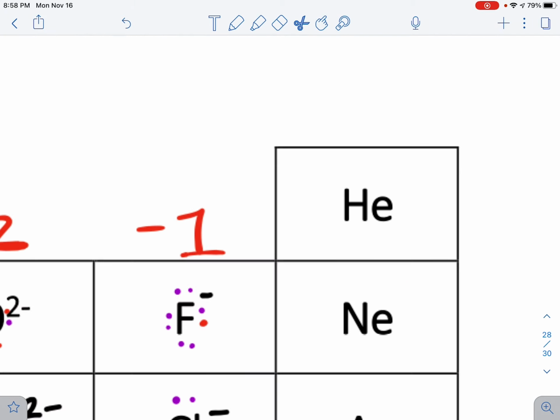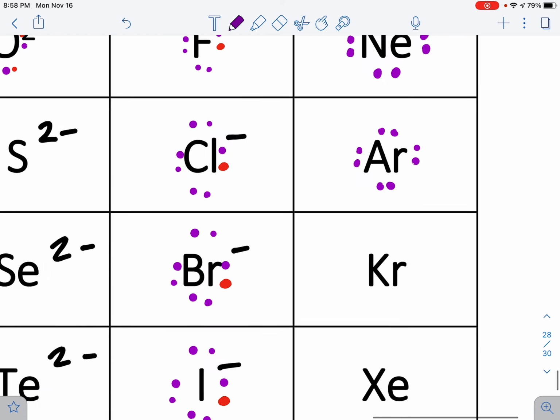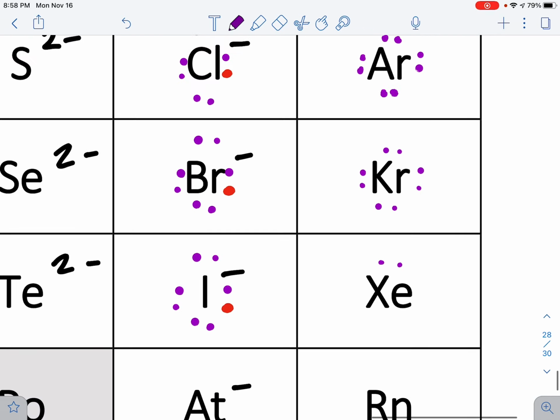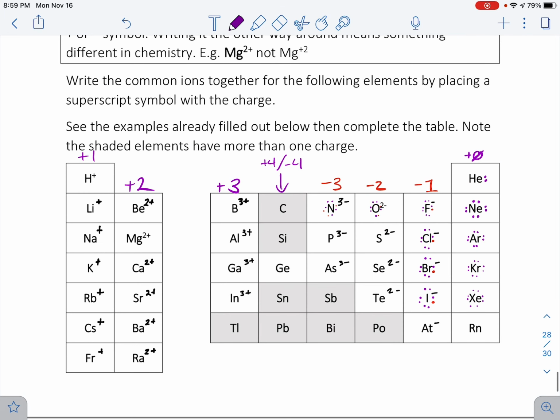What about over here on the last group? Well, remember that the starting place for this last group is the 2 electrons for helium, the 8 electrons for neon, the 8 electrons for argon, the 8 electrons for krypton, etc. So there is no need to lose or gain. So this one's always 0. No charge for the noble gases.